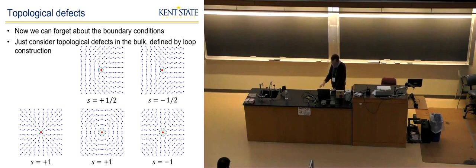This is a picture with a defect of charge plus one. Okay, so here, this is a more extreme defect. This is something where the director rotates through a full 360, 2π radians, as you go around the loop, rotating in a counterclockwise way.